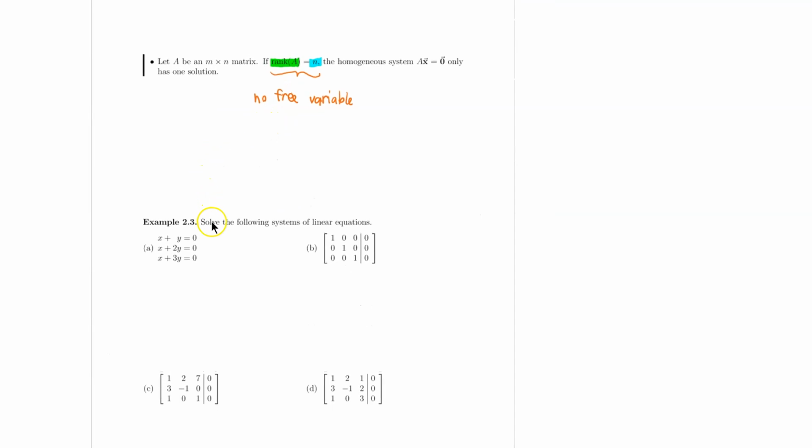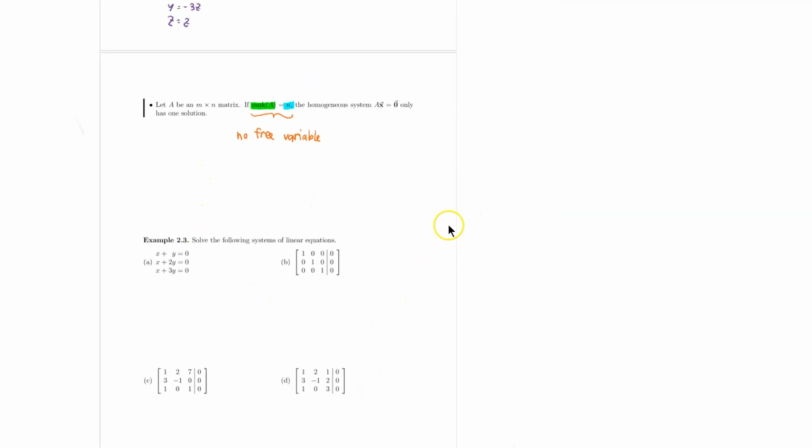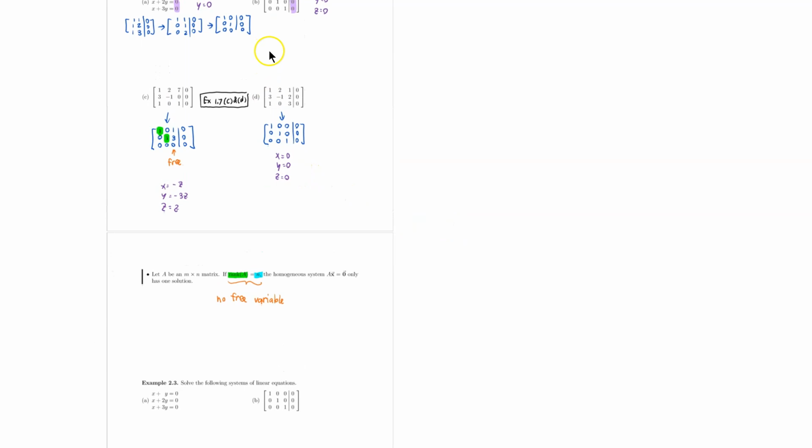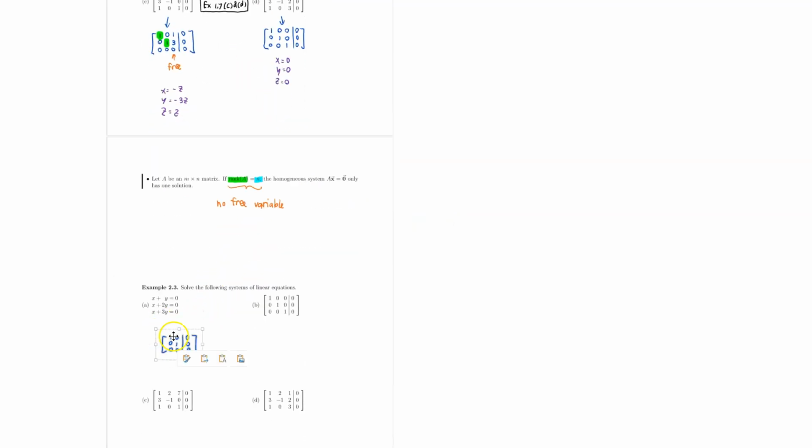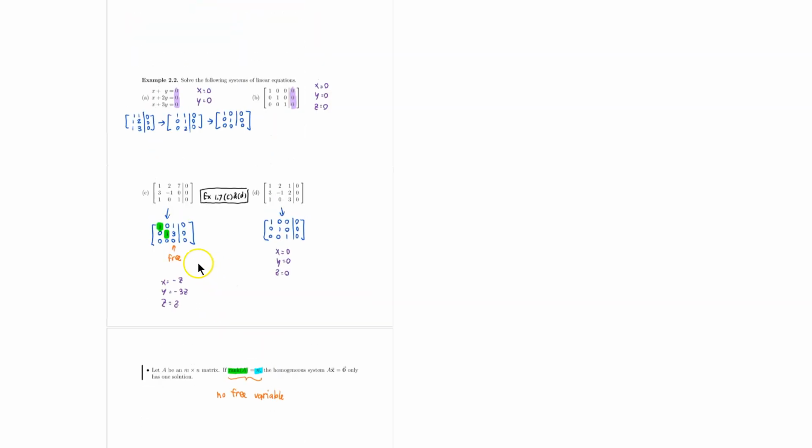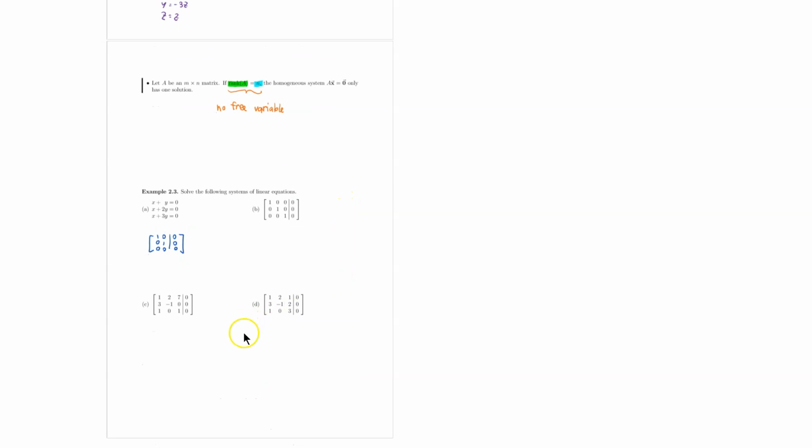Now, for the next example, this is actually the same as what we had before. So let me just copy and paste what we have up here. So this is for my part A. And then for my parts C and D, I'm just going to copy what we have here.